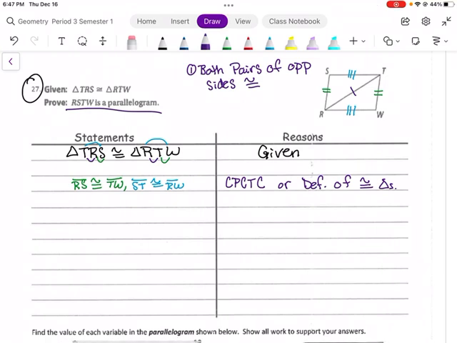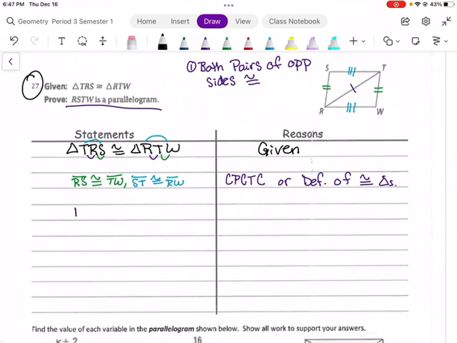Now that we have shown that the opposite sides are congruent, we can say that RSTW is a parallelogram. And we can say that both pairs of opposite sides are congruent implies that we have a parallelogram. And that would be our answer for this one, just 3 short steps for this proof.